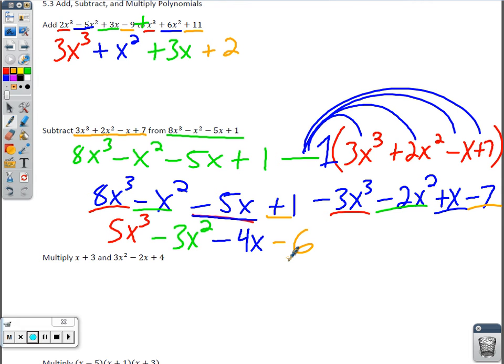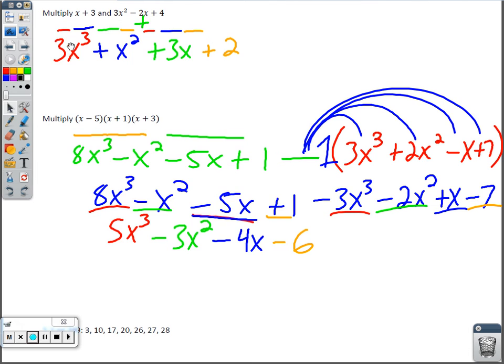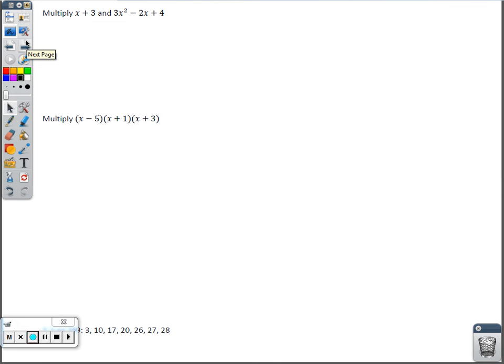Let's go on to multiplying. We're basically going to be using the distributive property here. Let's take our x plus 3, put it in parentheses, and put that next to the 3x squared minus 2x plus 4. So again, we're just going to be distributing the x through the parentheses and the 3 through the parentheses. Once we do both of those, combine like terms.